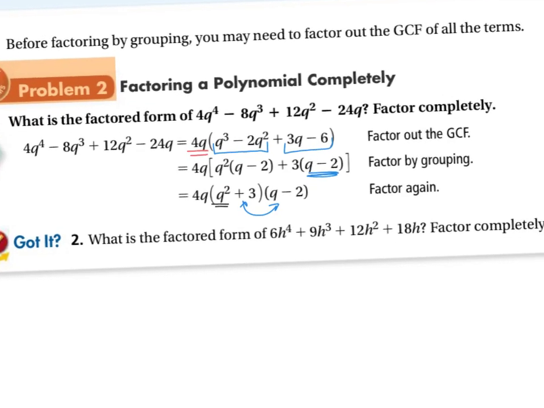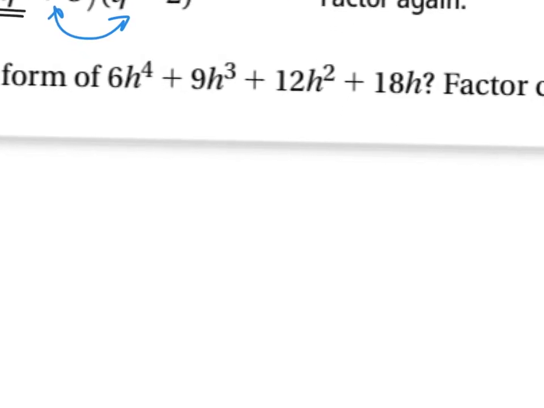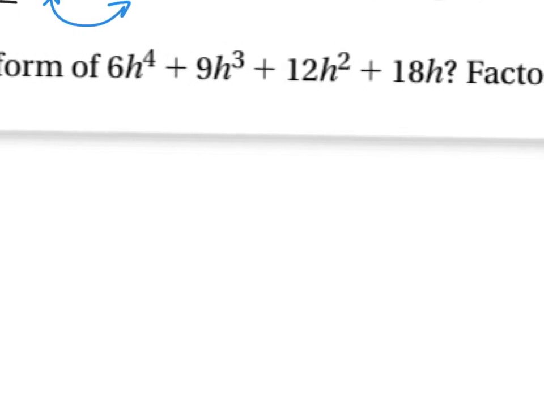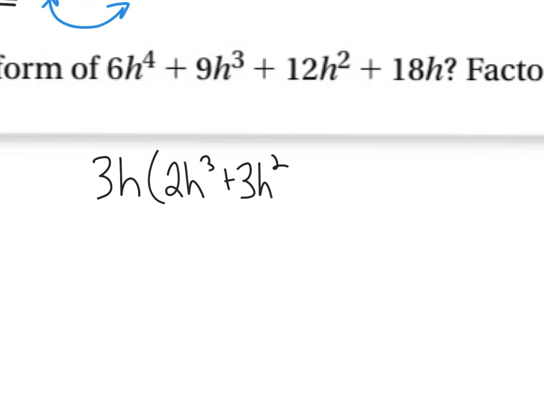On the Got It, they want the factored form for this polynomial, and it says factor completely, which means, in other words, you've got to for sure have the GCF and everything, or it's not full credit. So to start with, look at the numbers. With the numbers, we have a 3 in common. With the variables, all of these have at least an h. So we're going to factor out a 3h. In the parentheses, we'd be left with 2h cubed plus 3h squared plus 4h plus 6.